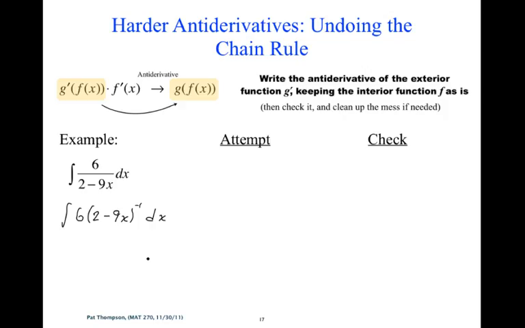So this one is, what has as its derivative something to the negative 1? So you've got to remember, this is the one case of a power where it's different. And if you try to do the power rule, what do you get? 2 minus 9x to the 0, and then 1 over 0. So there are all kinds of warning bells here. What's something to the 0?